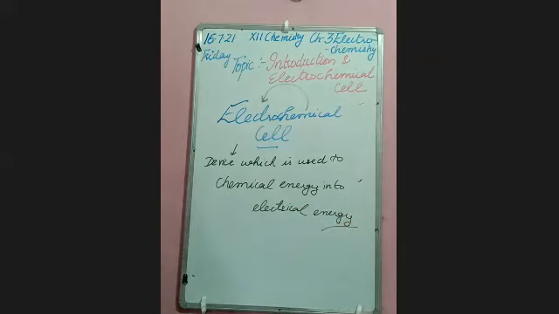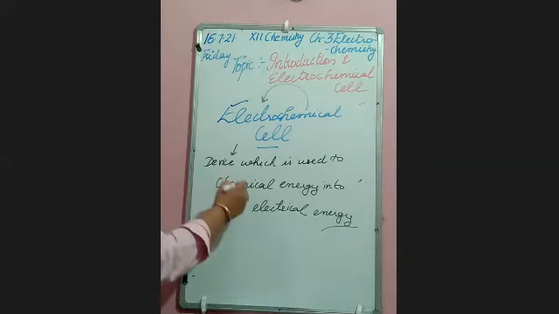So what is an electrochemical cell? The cell which is used to convert chemical energy into electrical energy. This cell is based on redox reactions, and those reactions should be spontaneous. Spontaneous means which can occur, which should be feasible in nature. So an electrochemical cell converts chemical energy into electrical energy, and the reactions should be redox and spontaneous in nature.